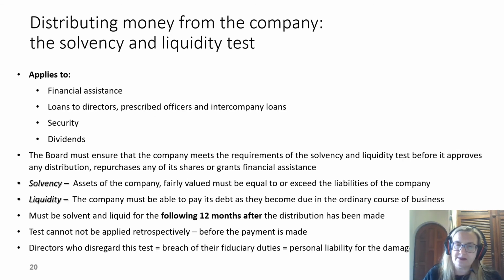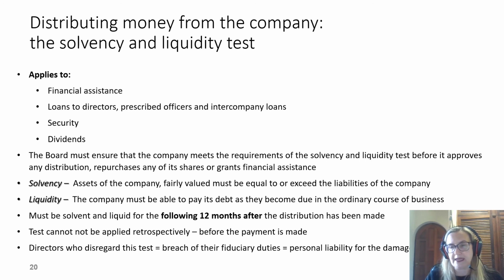And the last concept I'm going to discuss here is the concept of the solvency and liquidity test. So when I said earlier that the company is a statutory entity and it can own its own assets, it has its own assets. And it trades in its business, and it pays its creditors, and it pays its employees and whatnot. And money goes out of the company in the ordinary course of business. That's absolutely fine. That's how you need to run your business.